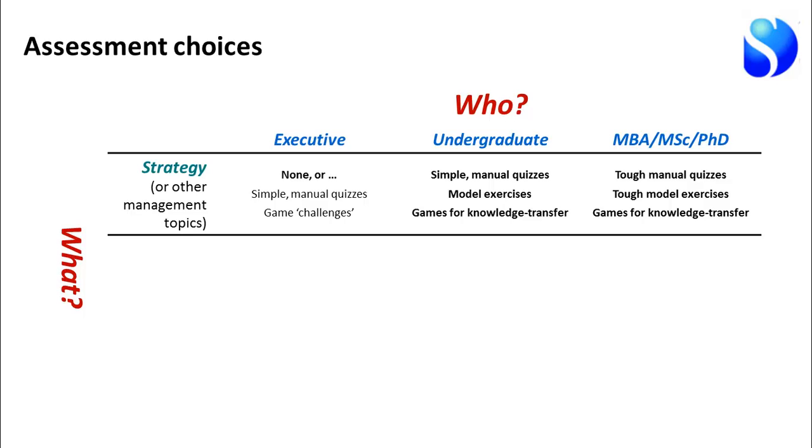With undergraduates, simple manual quizzes are important. Model exercises like the one I've just taken you through with the product launch model would work really well. And an important part of this is knowledge transfer. I've just given you a generic description of a product launch situation for a consumer durable. Well, how has that actually played out for the iPad? How is it actually playing out for some other particular piece of consumer technology? How might it play out for the next generation of games consoles?